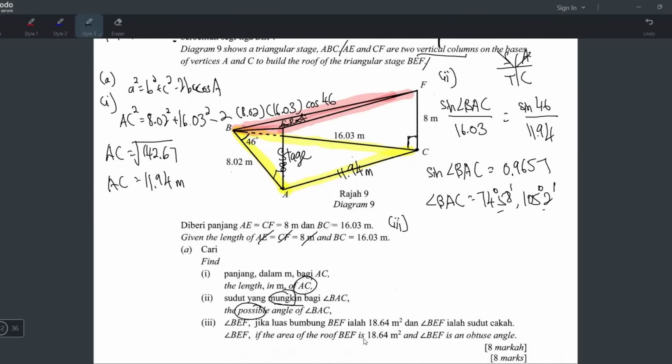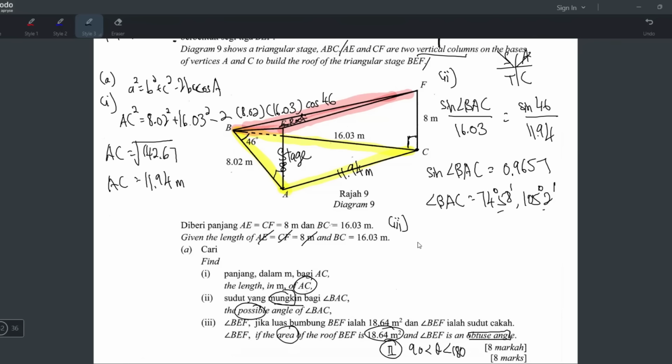If the area of BEF is 18.64 meters square and BEF is an obtuse angle. Okay, so they did mention that it's an obtuse angle. So it means your angle has to be more than 90, smaller than 180. Means it's a quadrant 2 angle. And then they also give us the area of the roof. So definitely have to use the area formula later.